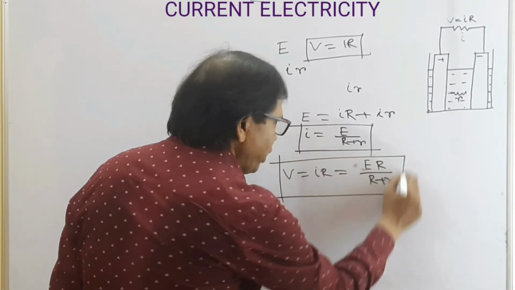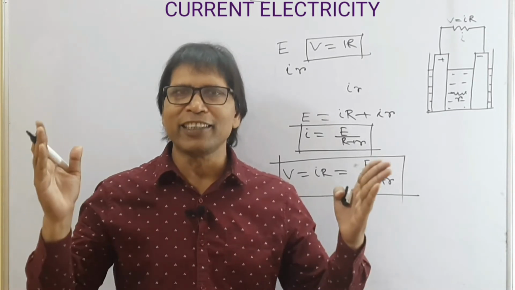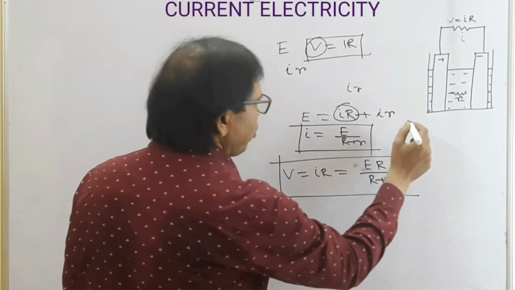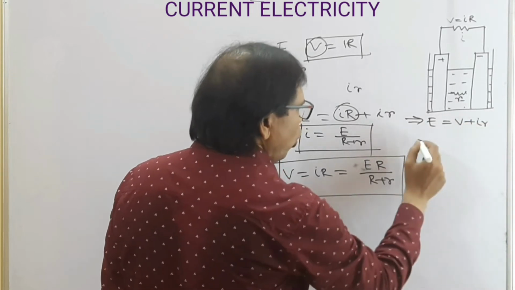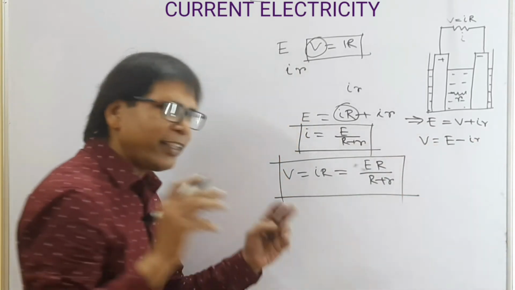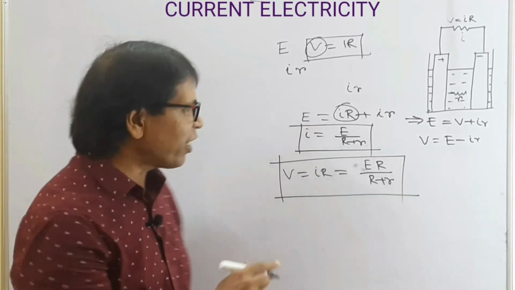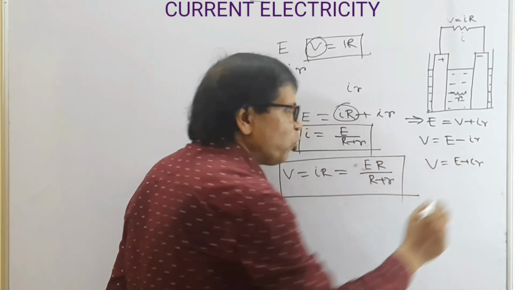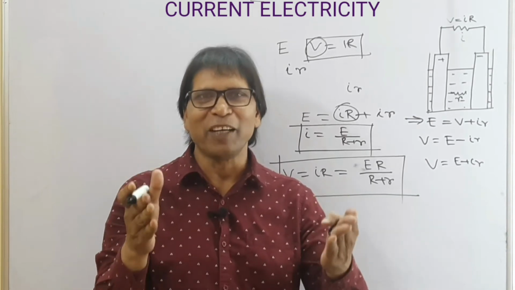Okay, this is the expression of potential difference in terms of EMF and external resistance of the cell. Now if we put V equal to IR in this equation, we can get E equal to V plus Ir. So terminal potential difference V equals E minus Ir when the cell sends current. Now when the cell is charged, the terminal potential difference V equals E plus Ir. So during charging, the terminal potential difference is greater than the EMF.